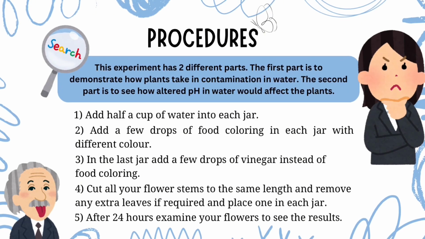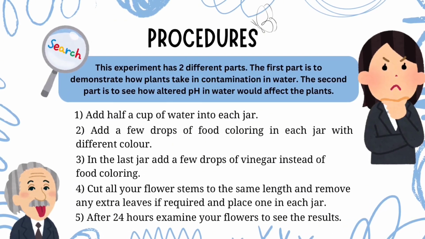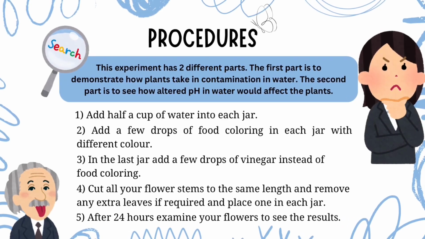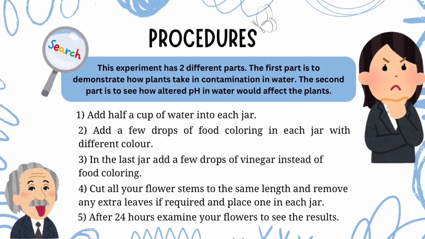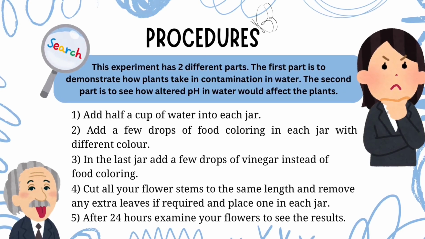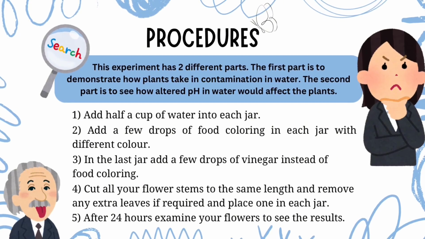First, add half a cup of water into each jar. Second, add a few drops of food coloring in each jar with different colors. Third, in the last jar, add a few drops of vinegar instead of food coloring. Fourth, cut all your flower stems to the same length, remove any extra leaves if required, and place one in each jar. Lastly, after 24 hours, examine your flowers to see the results.